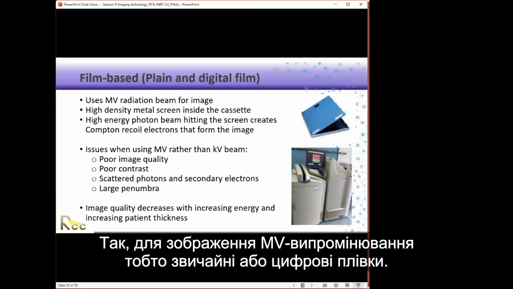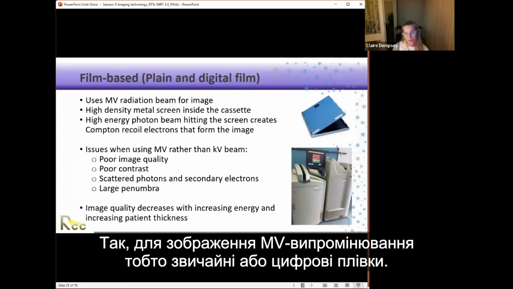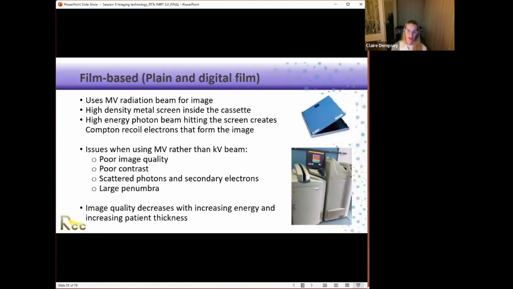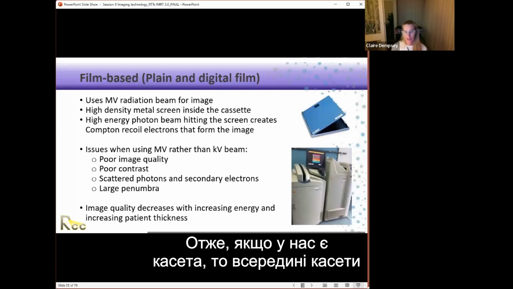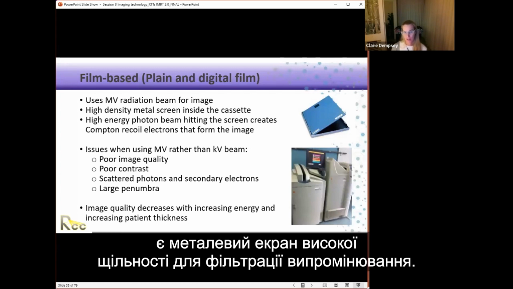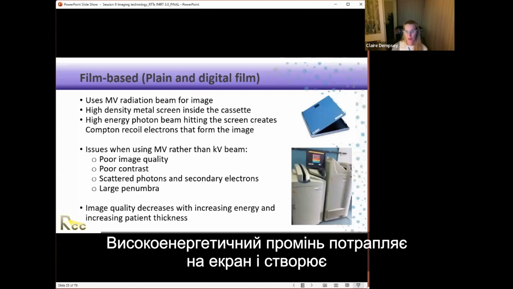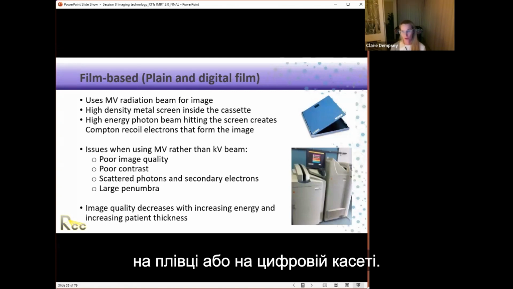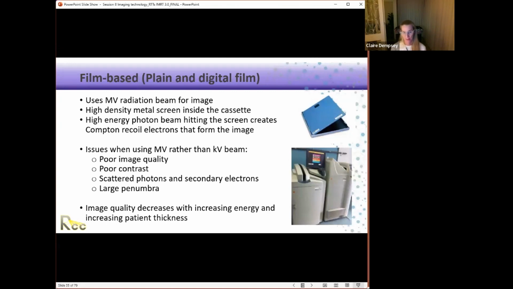So for MV radiation imaging, film-based, so either plain or digital film, it uses our MV radiation beam to create the image. If we have a cassette, we've got a high density metal screen inside the cassette to filter out the radiation. The high energy beam hits the screen and creates Compton electrons that then form the image on the film or on the digital cassette.